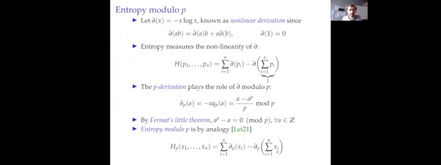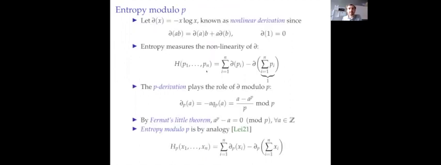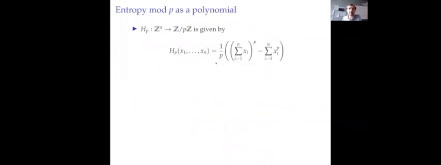All right. So now let's look at how it looks if we write it out. If you plug in this p derivation, which is just a polynomial, basically a minus a to the p, and simplify it, what you get is this. So you can think of this entropy modulo p as measuring the nonlinearity of raising to the power p. If raising to the power p was fully linear, then this would be zero.